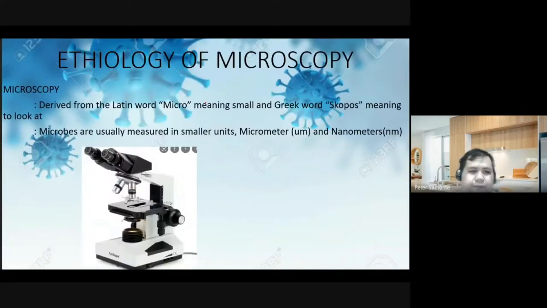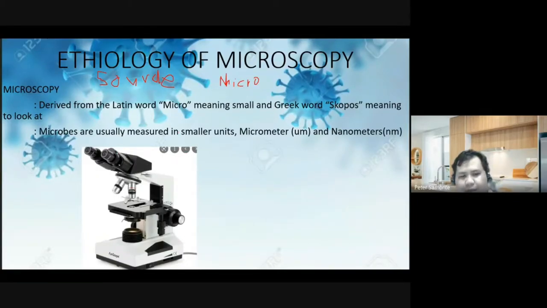Let's refresh. The etymology of microscopy, when you say etymology, is the source of the word. Microscopy is derived from the Latin word micro, which means small, and the Greek word skopos, meaning to look at. Remember, your microbiome, specifically your bacteriology, will be handling microorganisms. So you'll be handling very small organisms. Thus, you have to be equipped with the necessary equipment to view them or analyze them, specifically your microscopes.